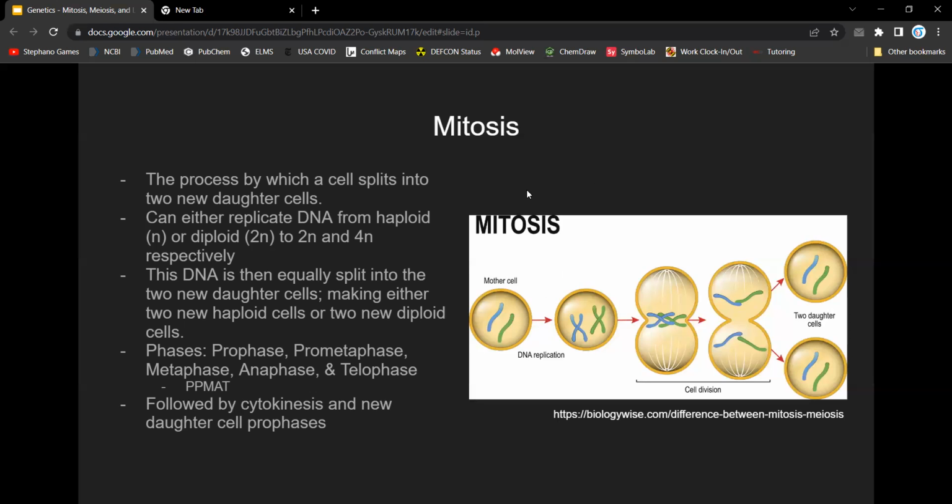And you'll cover the details of each more in class. But a good way to memorize those is that acronym and then the accompanying details after. And then this is always followed up by cytokinesis, and then the daughter cells each enter prophase and then begin growing.